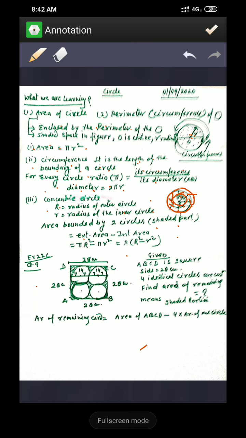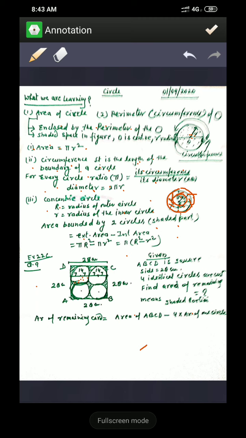So what we have to do, it is very easy. You have to find the area of ABCD, meaning the square, and you find the area of one circle. The side is 28, so the circle's diameter will be 14. Look at this point: one circle's diameter is 14, so the radius will be half of the diameter, that is 7. You can find the area of the remaining card as area of ABCD minus 4 into the area of one circle. So this way you can find it.